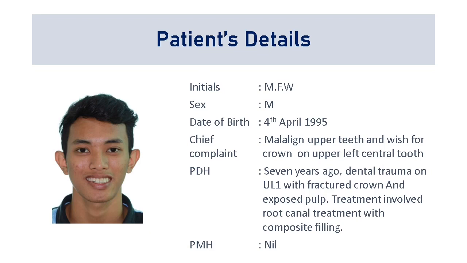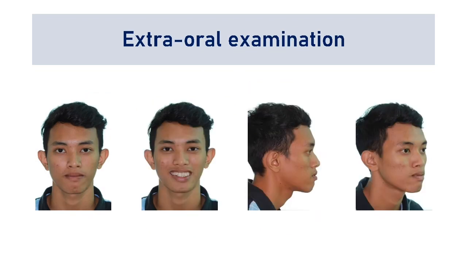For past dental history, 7 years ago, he had trauma on the upper left central incisor with fractured crown and exposed pulp. The treatment that he has received is root canal treatment with composite filling. He has no significant past medical history. These are the extraoral pictures of the patient.